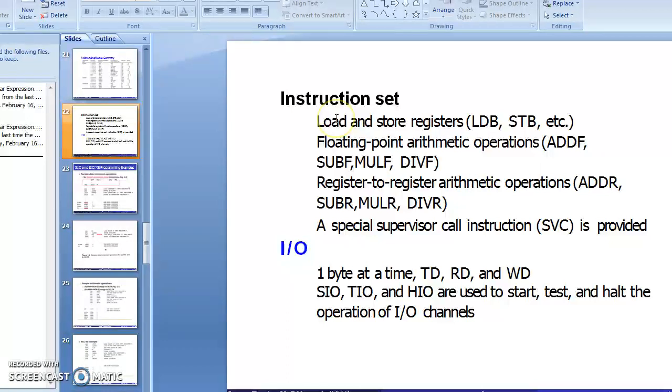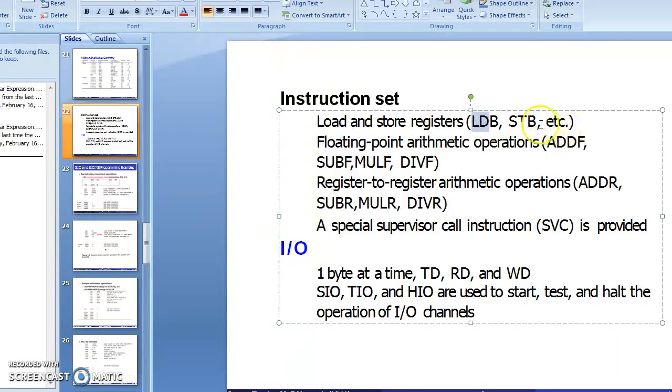The next one, we are going to take care of instruction set. Then how many instruction sets? There are 5 deviations. Number 1, load and store registers. Here we are going to include B, base relative. That's why we are using LDB, load base register. Then STB, store base register, we are going to include.